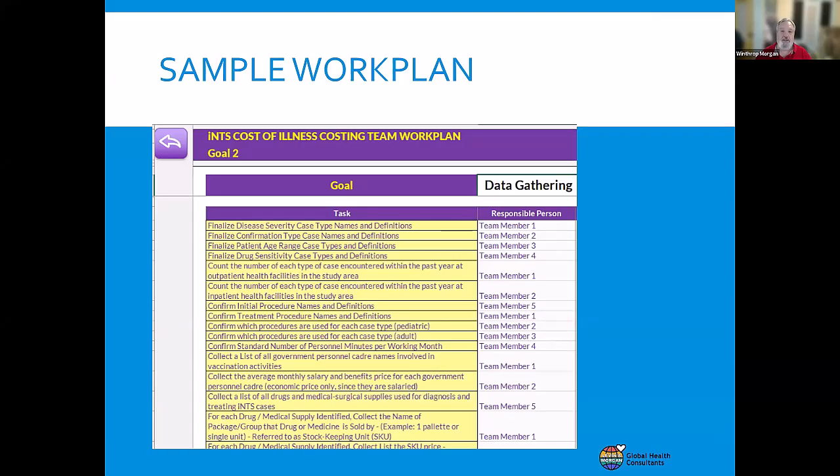These team members, you can change their names at the beginning of the work plan so everyone knows who's supposed to be doing what. And in this INTS cost of illness costing team work plan, I've also put in almost 70 of the different tasks that we needed to do to complete our cost of illness work. Hopefully you'll find those useful as well.